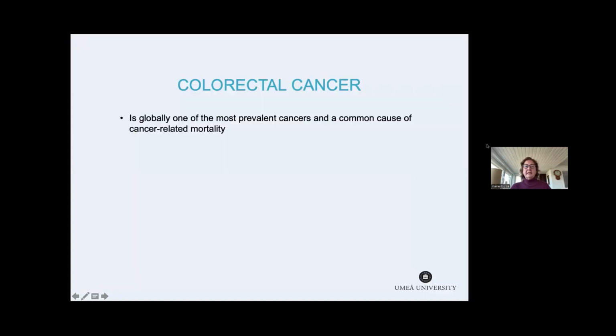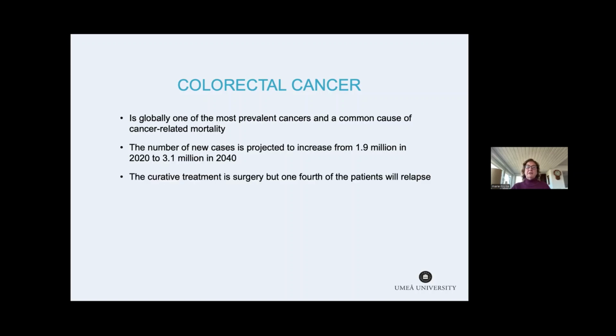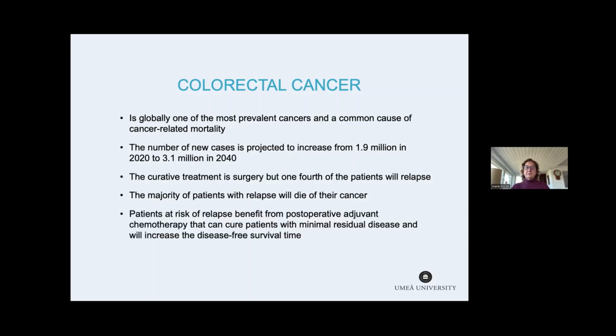So colorectal cancer is globally one of the most prevalent cancers and a common cause of cancer-related mortality. The number of new cases is projected to increase from 1.9 million in 2020 to 3.1 million in 2040. The curative treatment is surgery, but 1/4 of the patients will relapse. The majority of patients with relapse will die from their cancer.